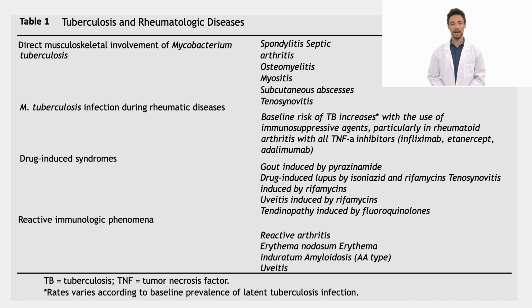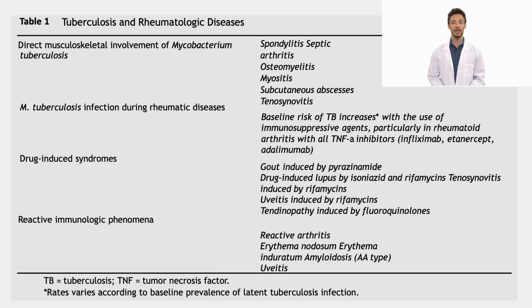The following table categorizes tuberculosis and rheumatic diseases into 4 distinct categories. Our first category is direct musculoskeletal involvement of Mycobacterium tuberculosis. This involves direct infection of the musculoskeletal system by the TB bacillus, leading to conditions such as spondylitis, septic arthritis, osteomyelitis, myositis, subcutaneous abscesses, and tenosynovitis. These conditions represent the direct pathogenic action of Mycobacterium tuberculosis on our musculoskeletal tissues.